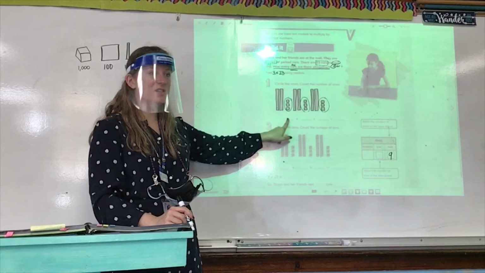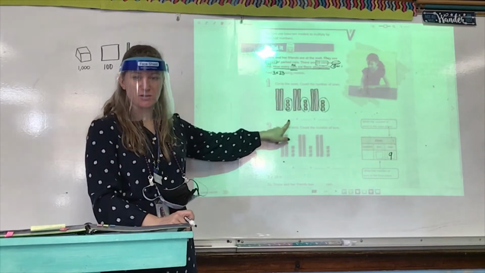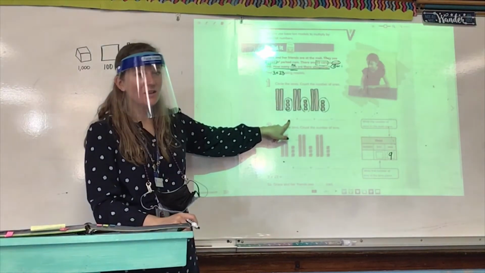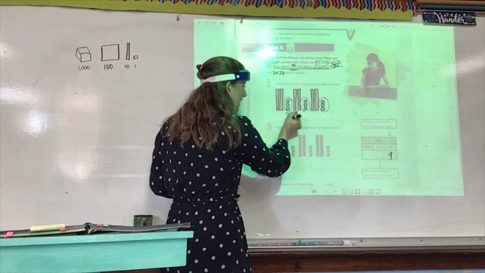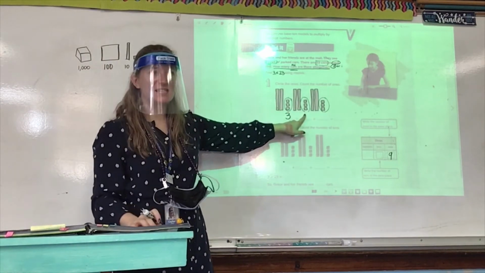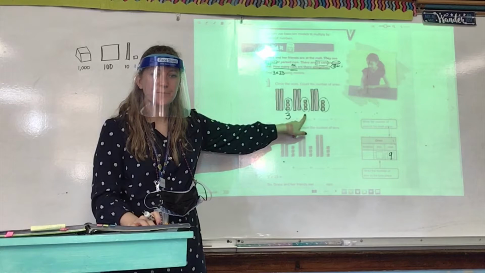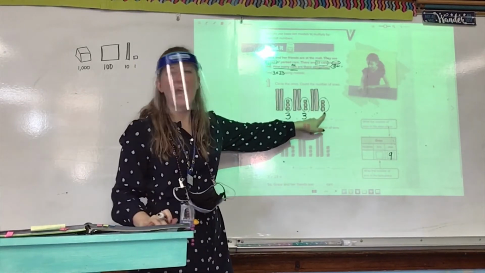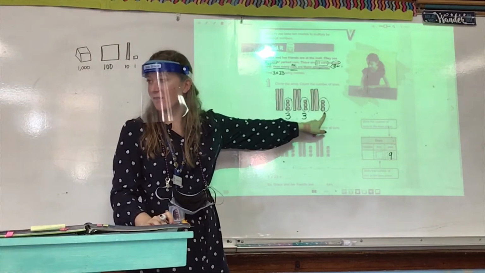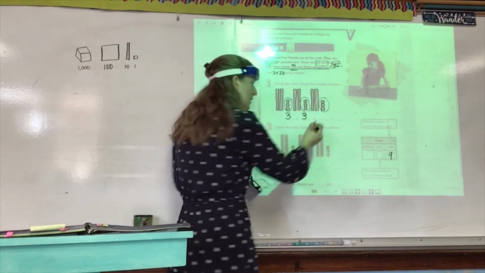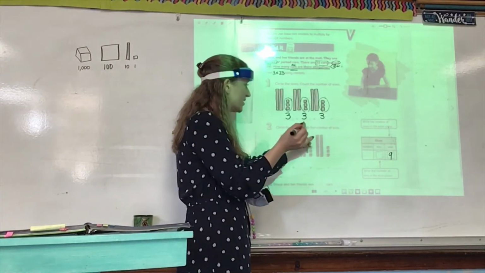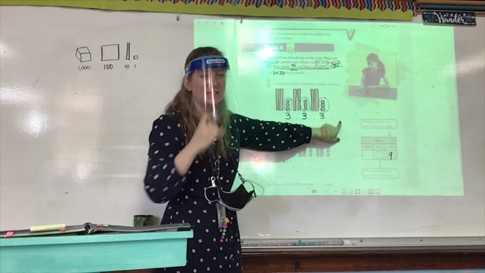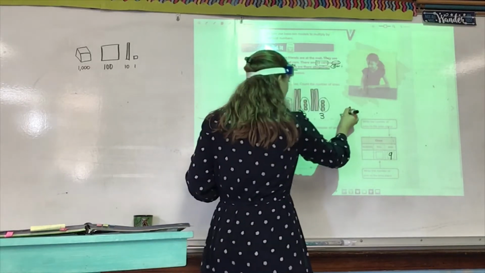So how many 1s do I have circled in this first model of 23, class? 3. How many 1s do I have in this second model of 23? 3. How many 1s do I have in my third model of 23? 3. 3 plus 3 plus 3 is what, class? 9.